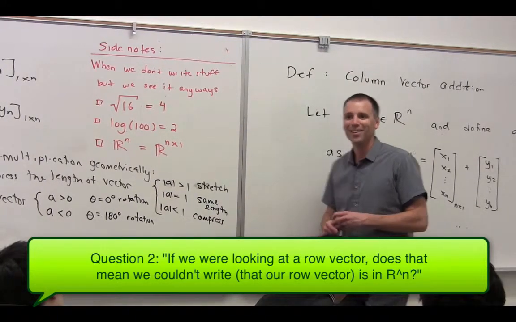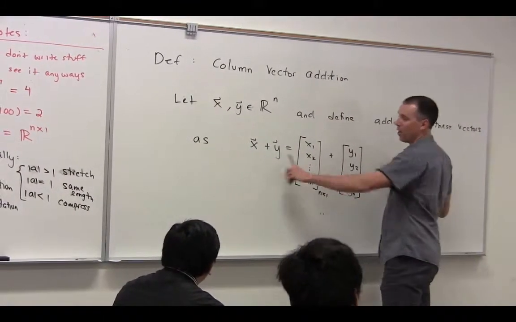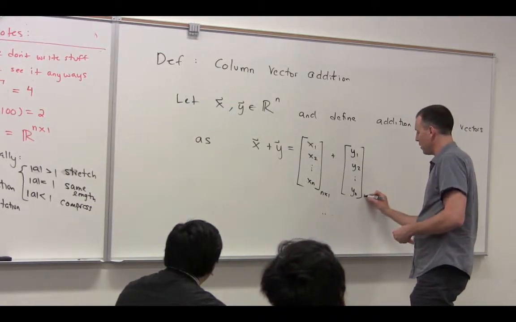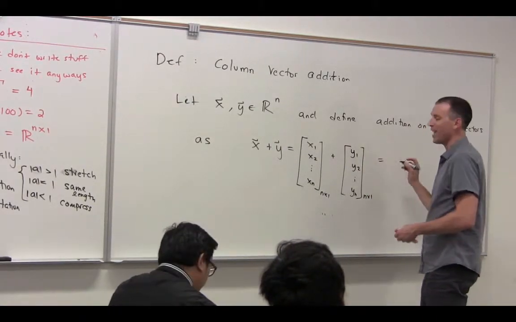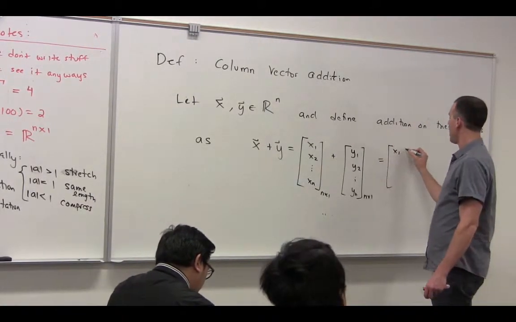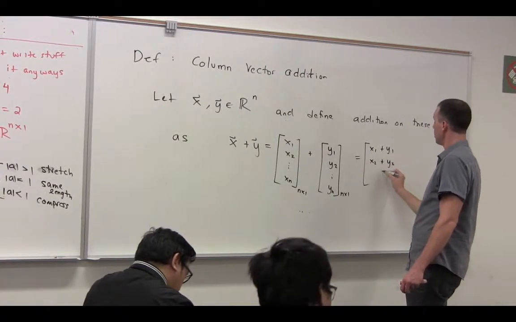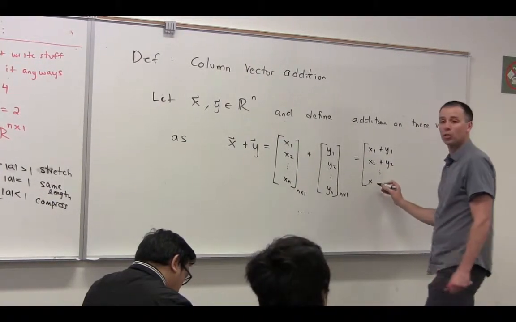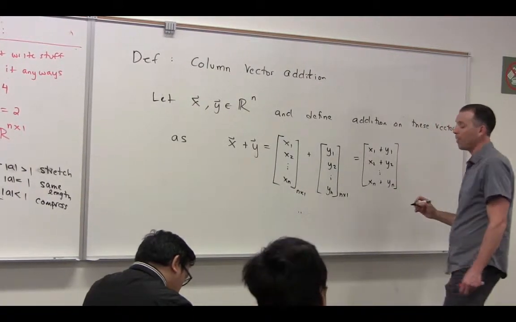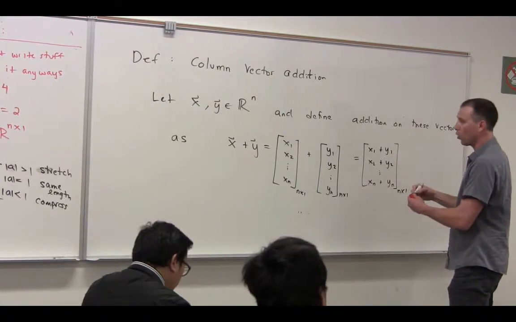Okay. So here we go. We had a great question, by the way. Okay, so we had x plus y. This was an n by 1. How big was y? N by 1. Could you guess what the addition between those two vectors ends up being? x1 plus y1, x2 plus y2, all the way down to xn plus yn. How big is that vector? N by 1.